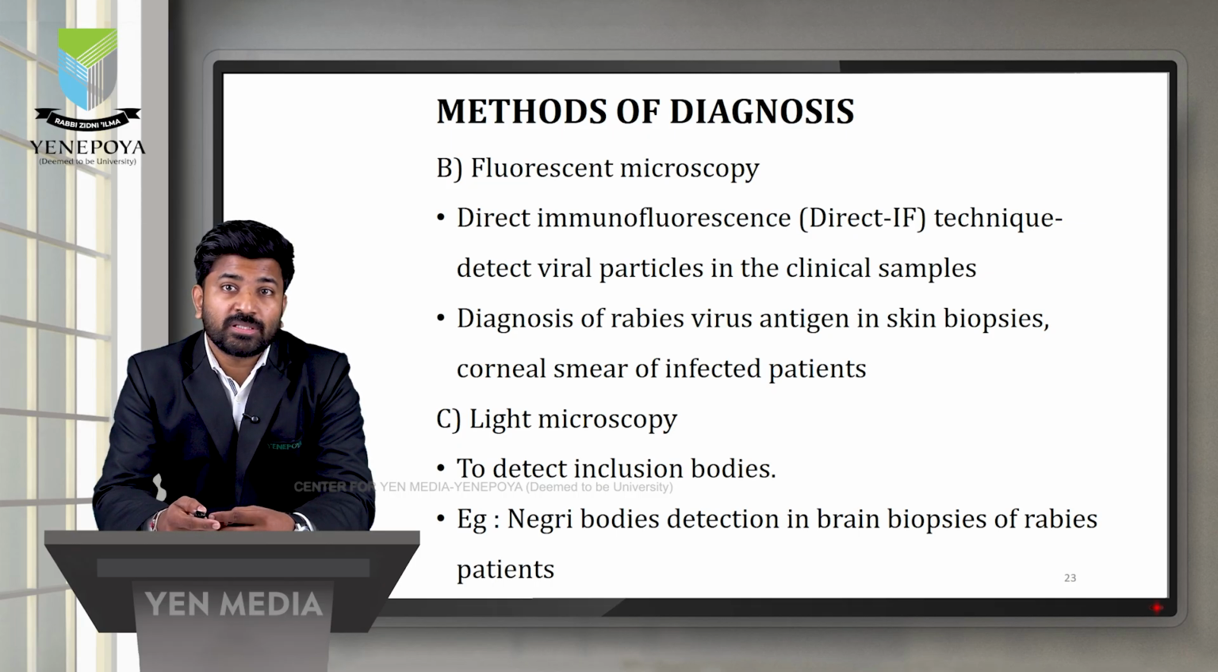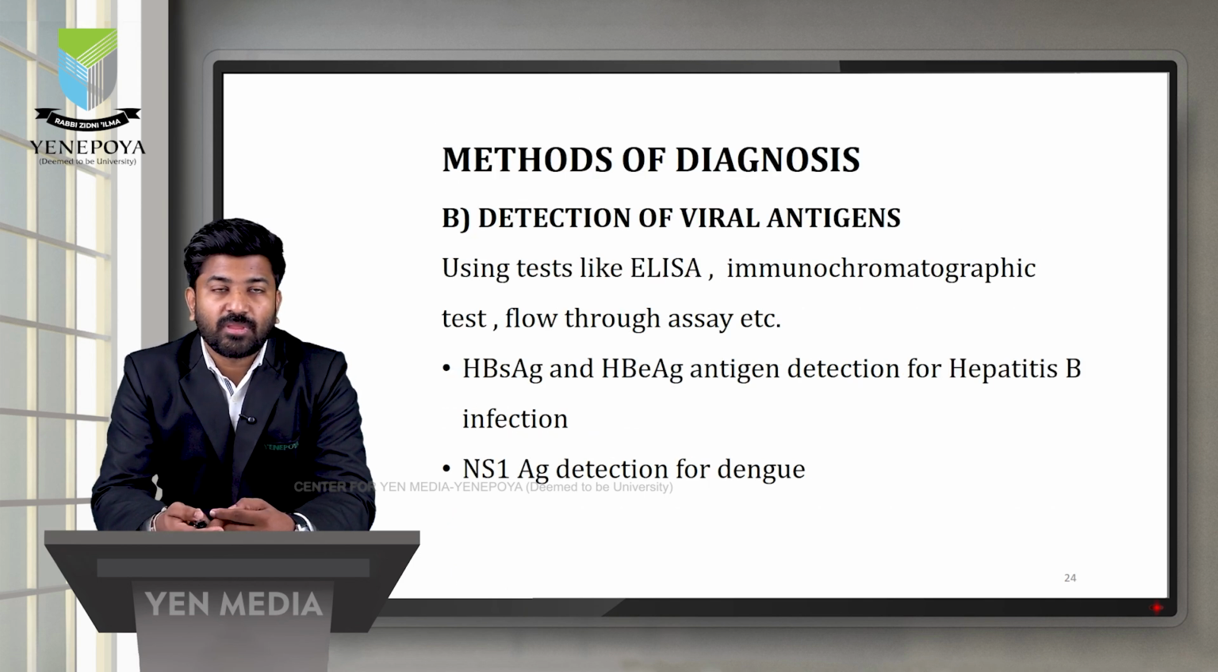Diagnosis of rabies virus using the rabies virus antigens in skin biopsies, corneal smears of the infected patient most widely uses a direct immunofluorescent technique. We can also use light microscopy, but to detect the inclusion bodies and not the actual viruses. We can identify inclusion bodies such as Negri bodies that are detected in the brain biopsies of rabies infected patients.